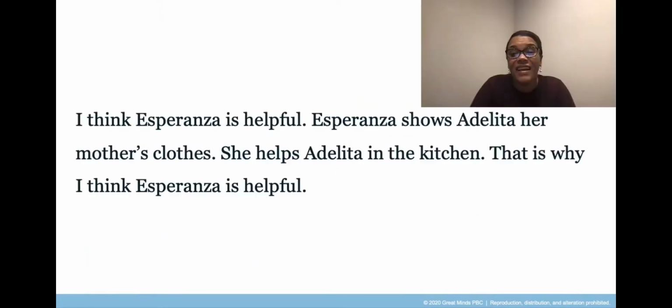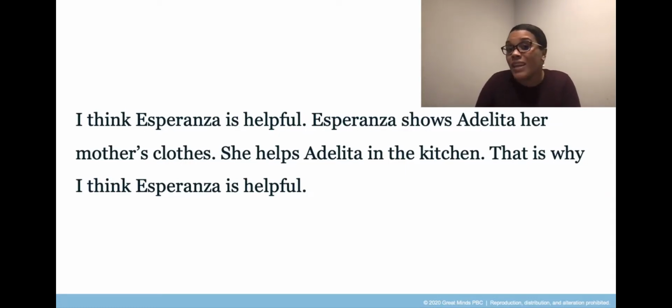Do you see it? Listen as I read this opinion paragraph. I think Esperanza is helpful. Esperanza shows Adelita her mother's clothes. She helps Adelita in the kitchen. That is why I think Esperanza is helpful. Now, you'll see the opinion statement, which is I think Esperanza is helpful, but you see that there are no sentences before the opinion statement. So this paragraph does not have an introduction.